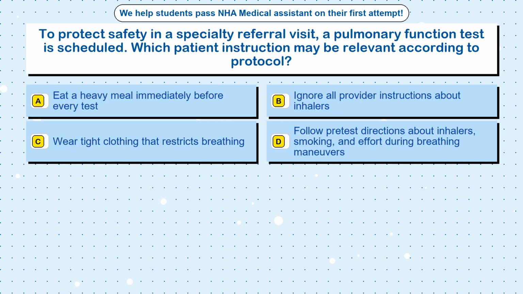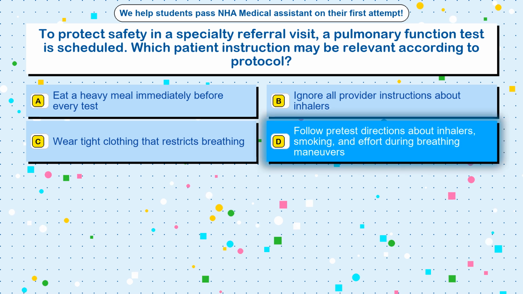Question 26. To protect safety in a specialty referral visit, a pulmonary function test is scheduled. Which patient instruction may be relevant according to protocol? Option A. Eat a heavy meal immediately before every test. Option B. Ignore all provider instructions about inhalers. Option C. Wear tight clothing that restricts breathing. Option D. Follow pre-test directions about inhalers, smoking, and effort during breathing maneuvers.